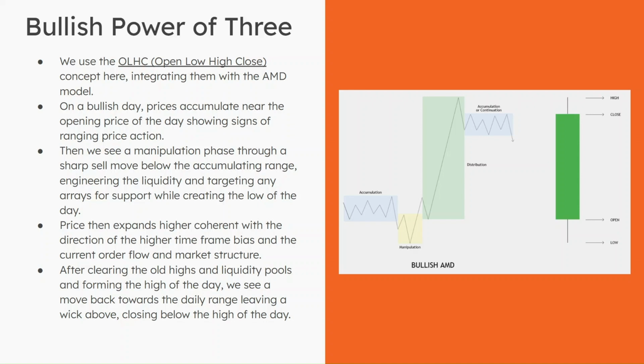Following the formation of the day's high, which we can see here after the distribution phase is over, and clearing the previous highs and liquidity pools, we observe a shift back into the daily range, leaving a wick above and closing below the day's high.